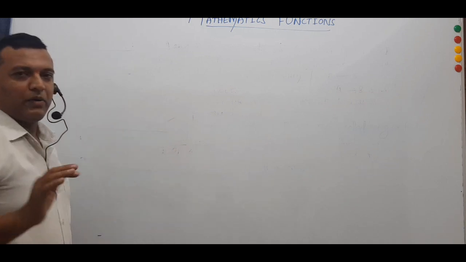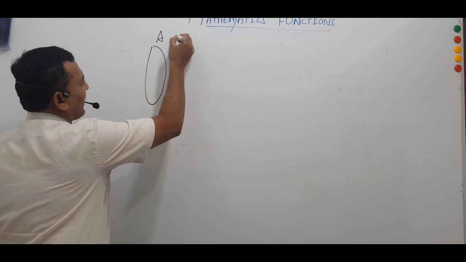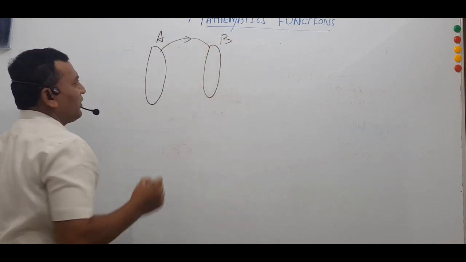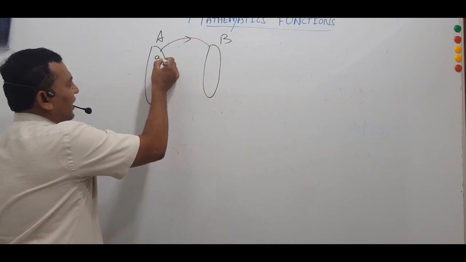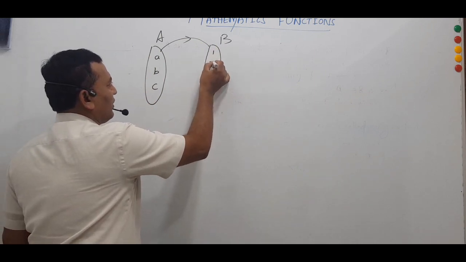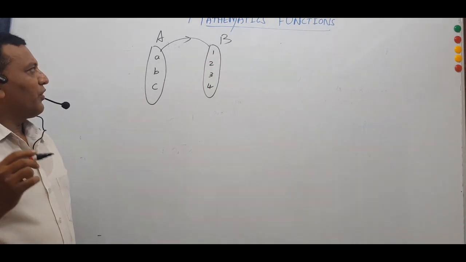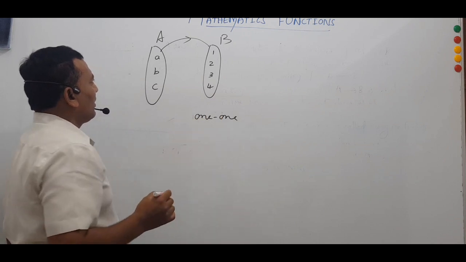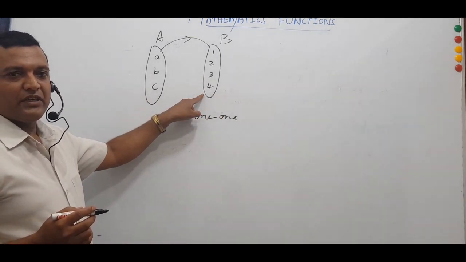Okay, we will go one by one. Now you know function means we can compare set A and set B in the Venn diagram. If from A to B is a function or not a function, we can see if you consider elements a, b, c in set A and 1, 2, 3, 4 in set B. If you want to call this a one-one function, then every element of set A should have images in set B.